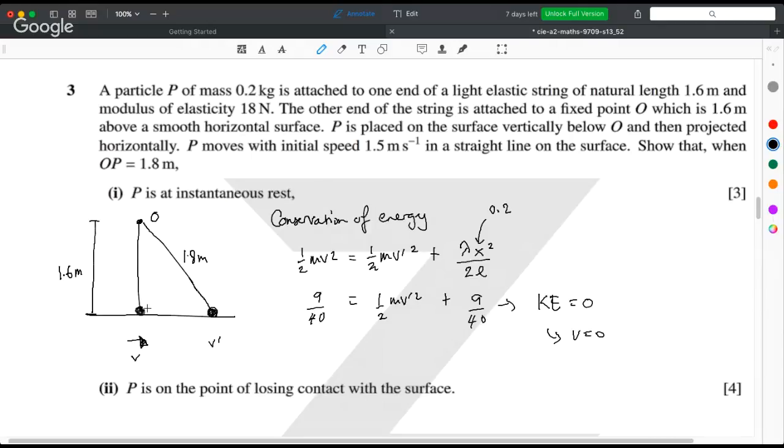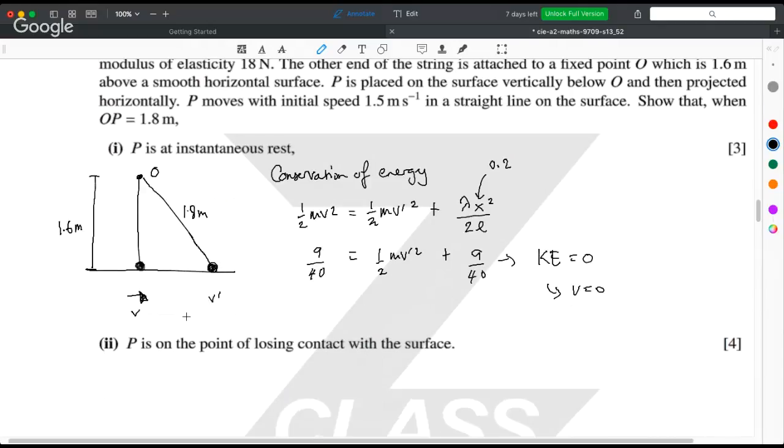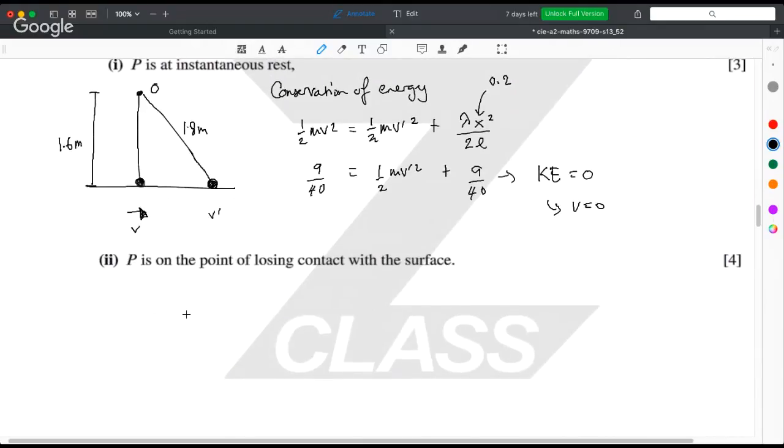So we're showing that P was at instantaneous rest just at this point. So it started off with some velocity. As it stretches the string, it has this restoring force exerted upon it until it's slowed down, and now it's probably going to start to snap back. So we've proved that, and now we want to prove that P is on the point of losing contact with the surface. So what does that mean?